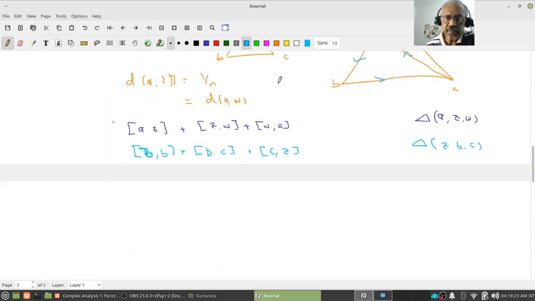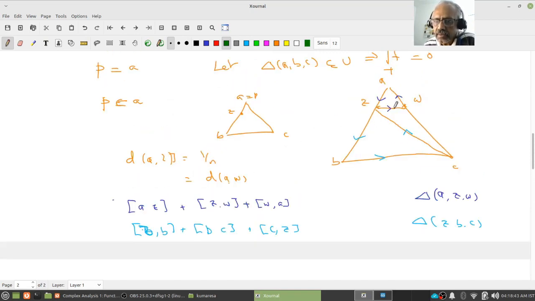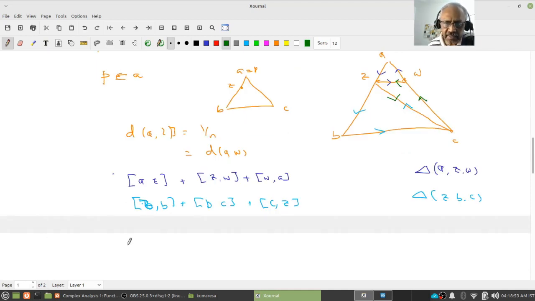Okay, the third one is this. So what is the third one? The third one is, okay, now Z to C. So I will start with Z to W, W to Z, Z to C and C to W. Just to make sure I am writing it correctly: this is W to Z, then Z to C and then C to W.